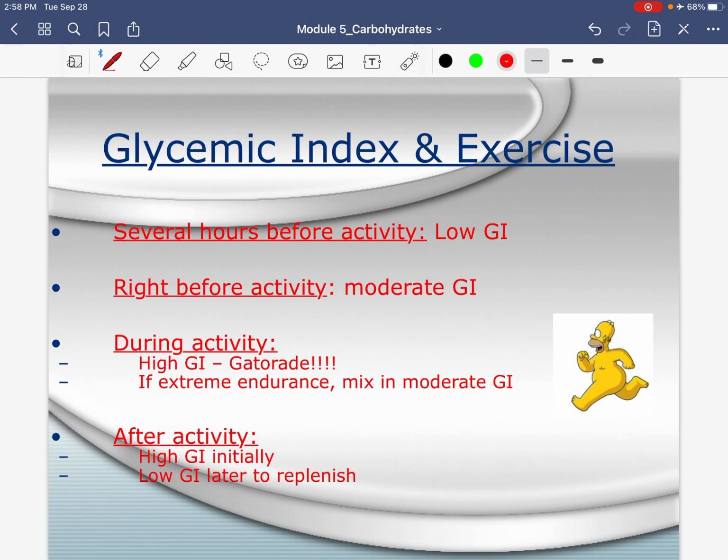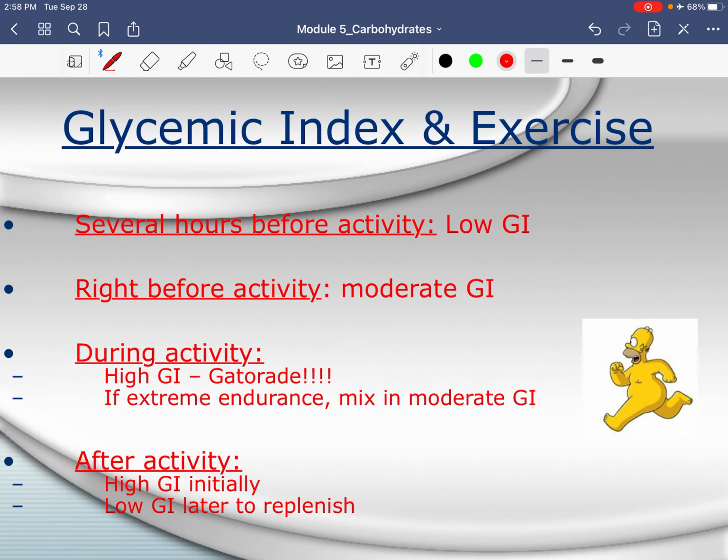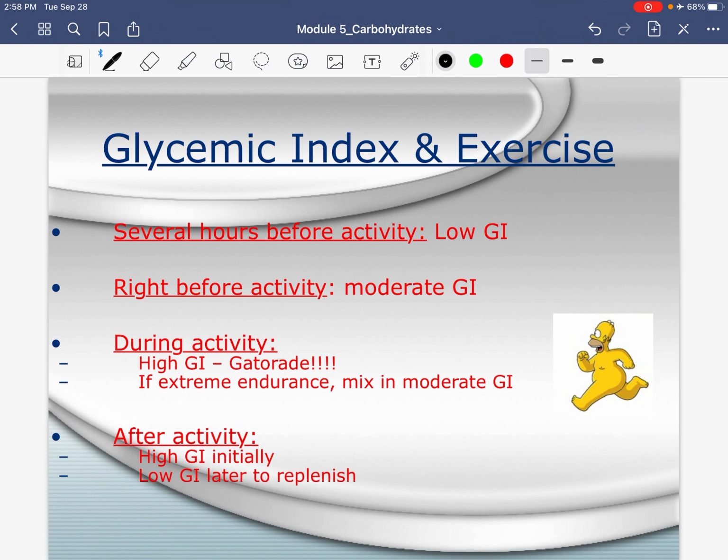Here is the key: when you want low, when you want moderate, and when you want high glycemic index food. You want low glycemic index food, GI, when you're not near an exercise session. You want a low glycemic index food when you're nowhere near an exercise session.